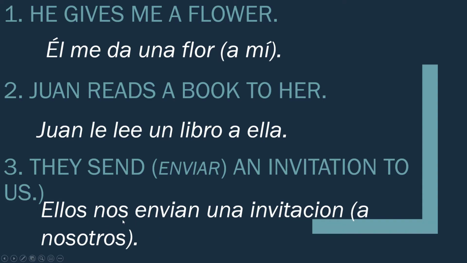The only thing you have to have is nos envían una invitación. I can have ellos there. I can add a nosotros later if I want to. You have to have the indirect object pronoun in front of the conjugated verb. Nos, because to us. Envían, because they are the ones that send. And then I finish the sentence, una invitación. All right, we'll still be practicing that on and off throughout because we still need it.